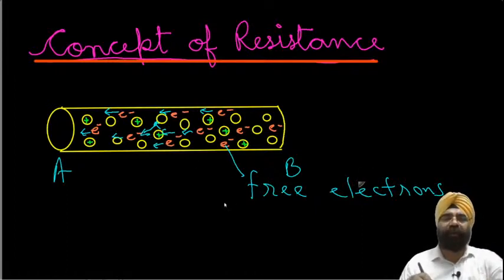So a material which has a greater number of ions in it will provide a greater resistance. More crowd.